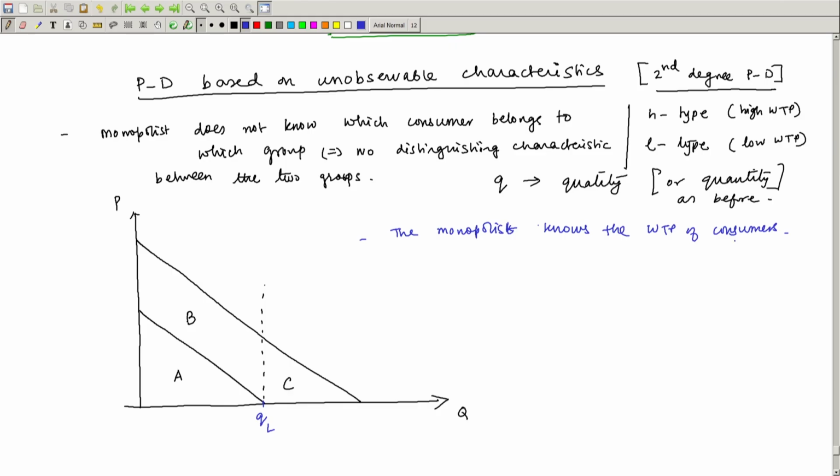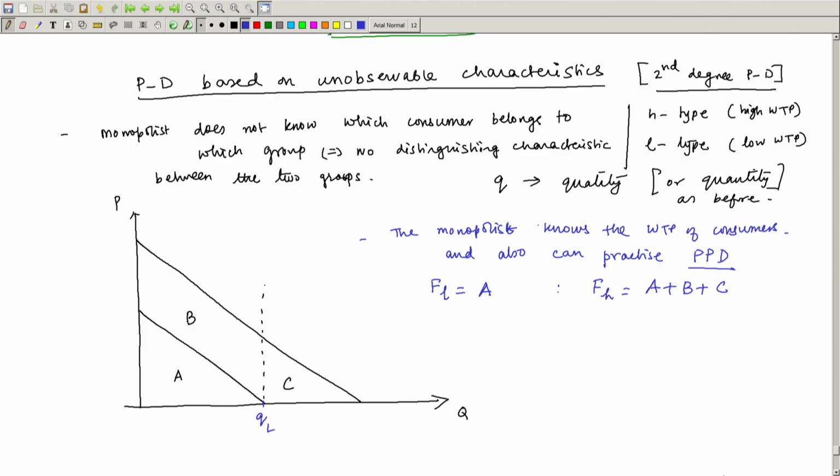So, the monopolist knows the willingness to pay of consumers and also can see who is in which group, right, and also can practice, let us say, perfect price discrimination, right. Then I would charge a fee FL equal to A for the L type and I would charge a fee FH equal to A plus B plus C to the H type, right.